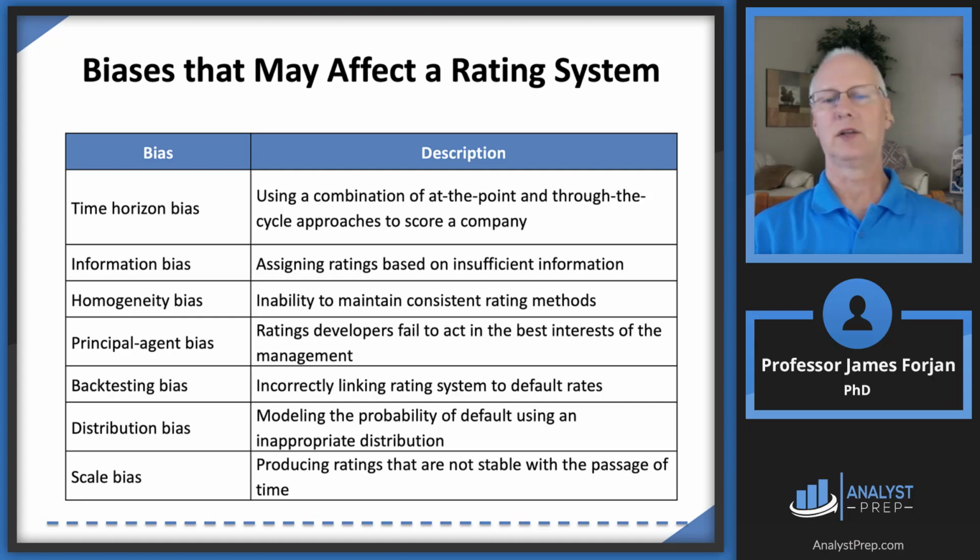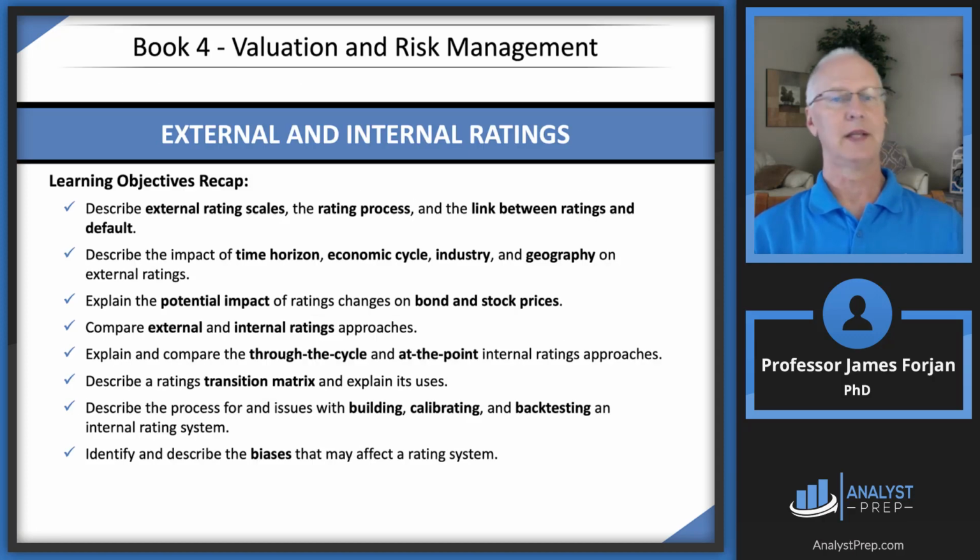Backtesting has everything to do with incorrectly linking what the rating system produces in terms of a rating to default rates. We always have to make assumptions about the distributions, and so modeling the probability of default using some crazy distribution called Jim's distribution is probably not appropriate. Normal distribution, who knows? That's what we need to figure out. And then scaling is an issue too. And that takes us through our external and internal ratings chapter.